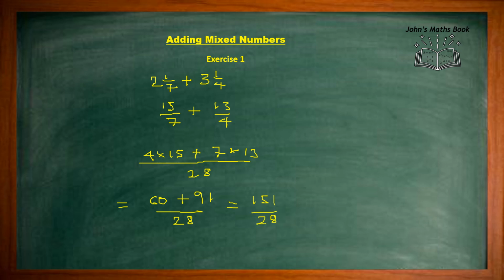Now we have to convert this improper fraction into an integer part and a proper fraction part. So 28 goes into 151 5 times exactly. So our integer part is 5, and we have a remainder of 11. So it goes in 5 times with the remainder of 11, so it's 11 over 28. And that's our answer, 5 and 11/28.